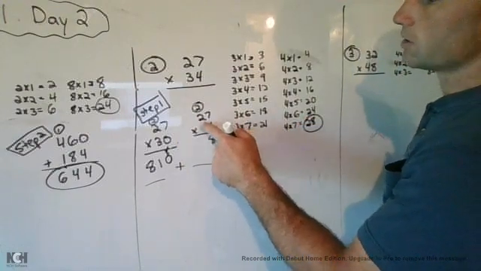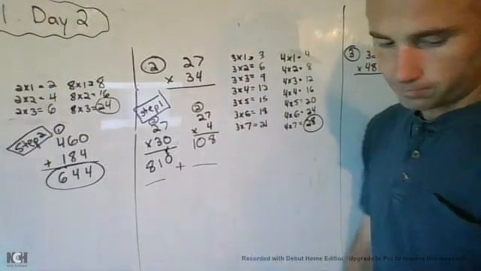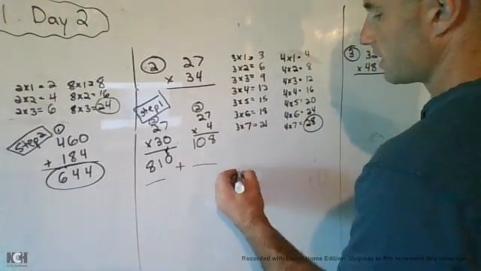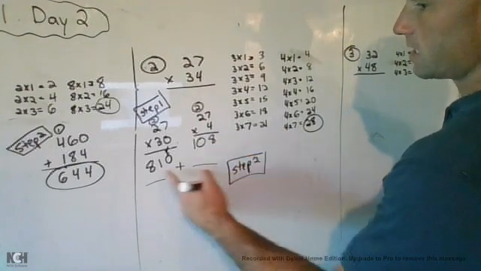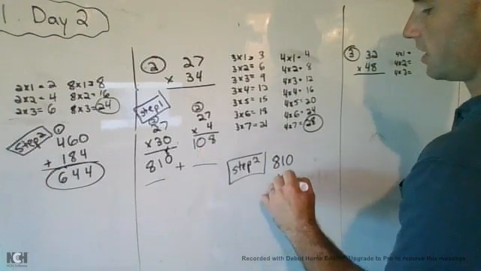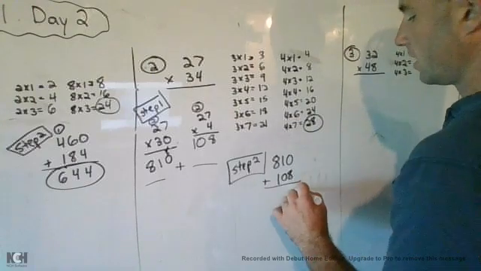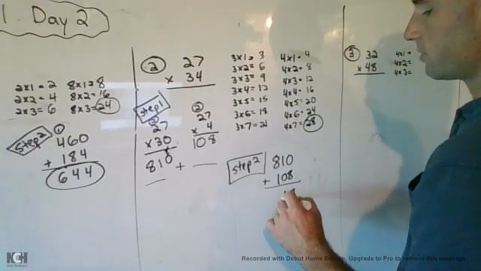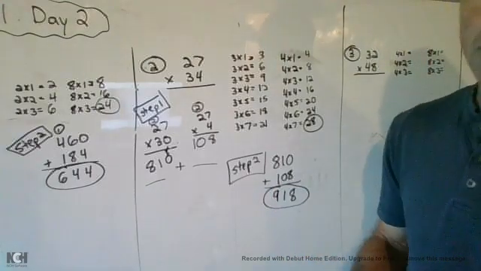And then 4 times 2 equals 8 plus 2 more gives you 10. Second step is taking 810 and adding it to the 108. You get 8 in the ones place, 1 in the tens place, 9 in the hundreds place, giving you a solution of 918.